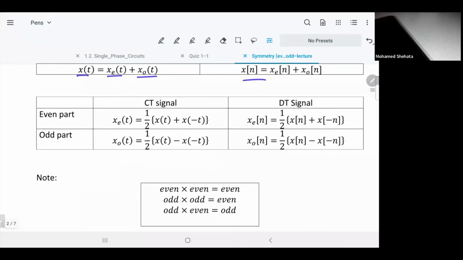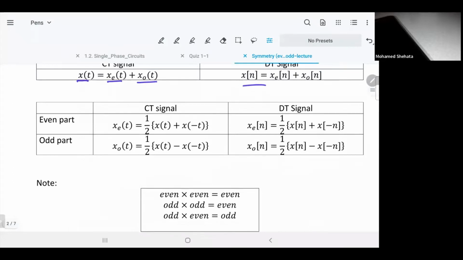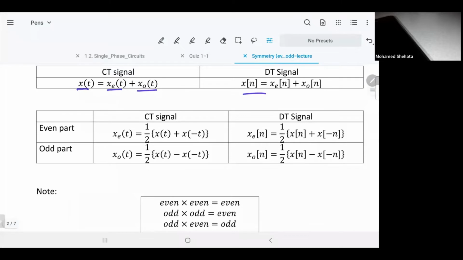For a continuous time signal, if you want to extract the even or the odd part, you have to do something. You have the signal x of t. Find x of negative t. We call x of negative t the time inverse. So now we have two components: the original signal x of t, and the other one, x of negative t. Then what do you do? If you add them and divide by 2, you get the even component. If you subtract them and divide by 2, you get the odd.